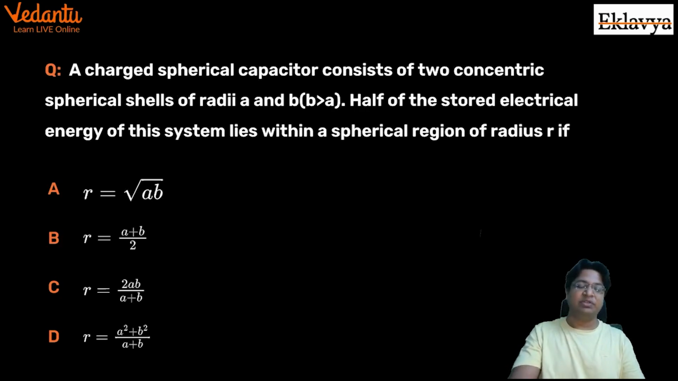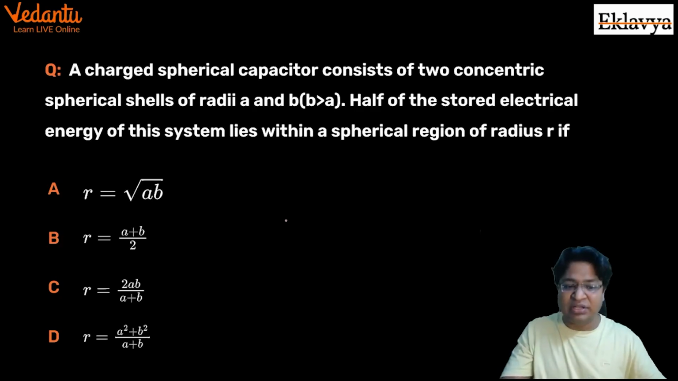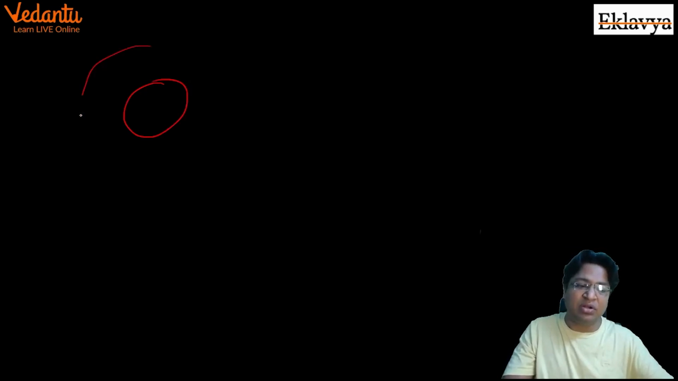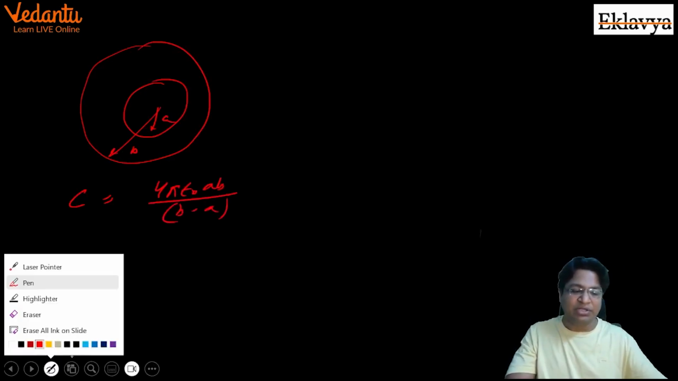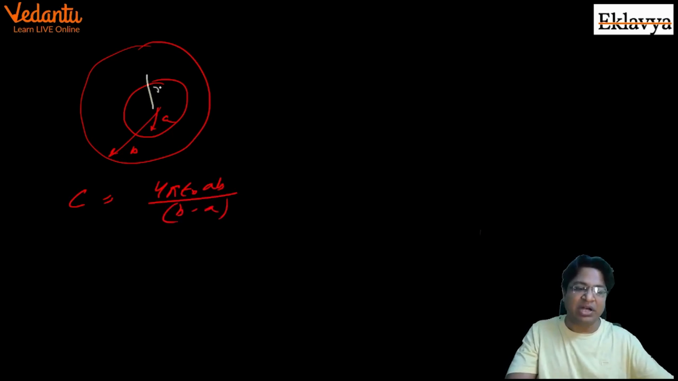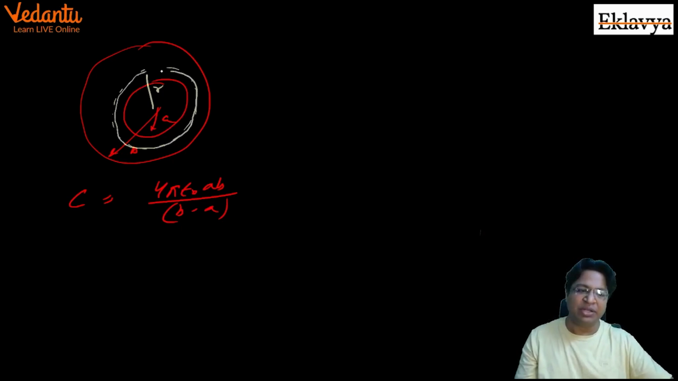Okay, next we go to again a standard result in a spherical capacitor. Like there are two concentric spheres. If one has a radius A, other has a radius B, the capacitance is given as 4 pi epsilon naught AB upon B minus A. Now, according to the question, we are looking for a distance R such that the energy stored within this region is same as the energy stored outside this region. So what you can do, you can imagine a third layer here. It is not present, but you can imagine this.